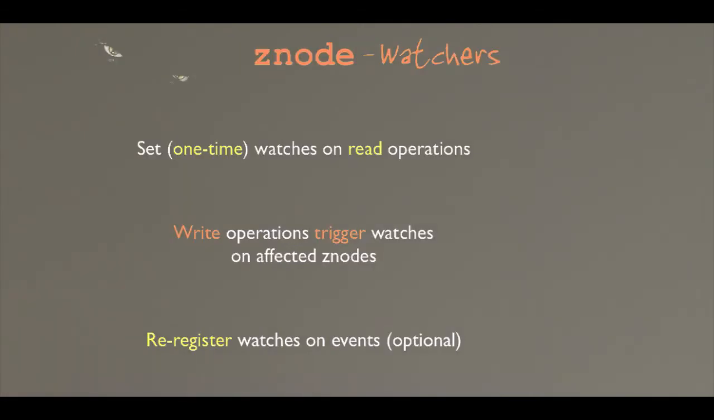So watchers, one of the things about watchers is that they're one-time events. So when you get notified of a watch event, you have to re-register if you want another one. So you have to keep watching. If you only want one time, you're good to go. But if you want to keep going, you have to reset a watch.